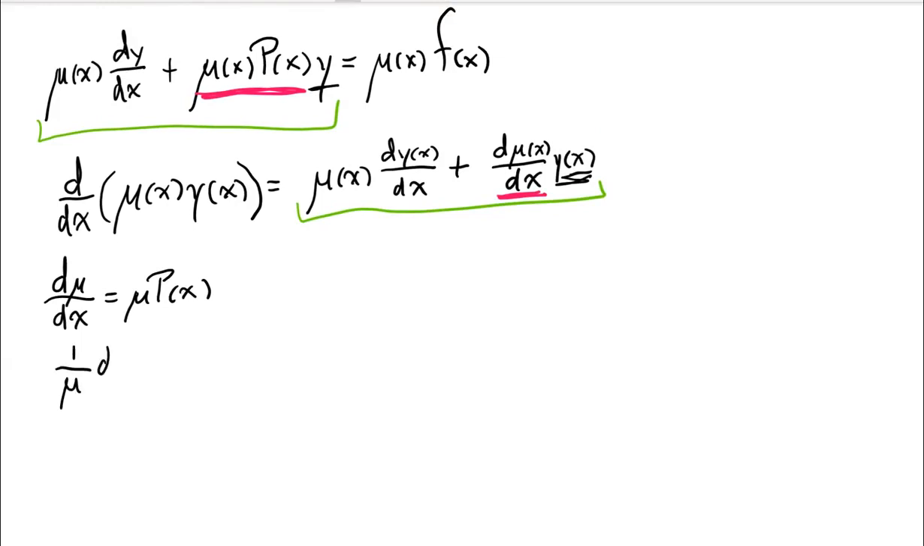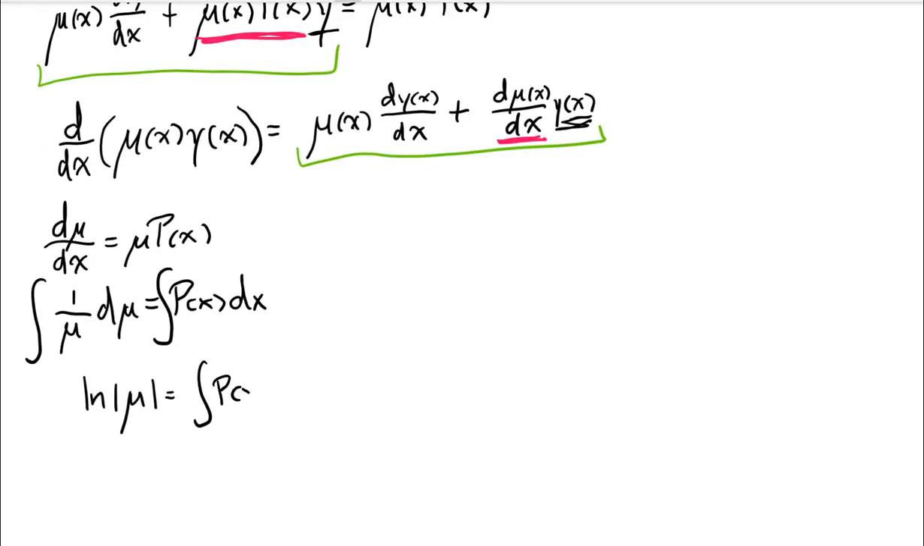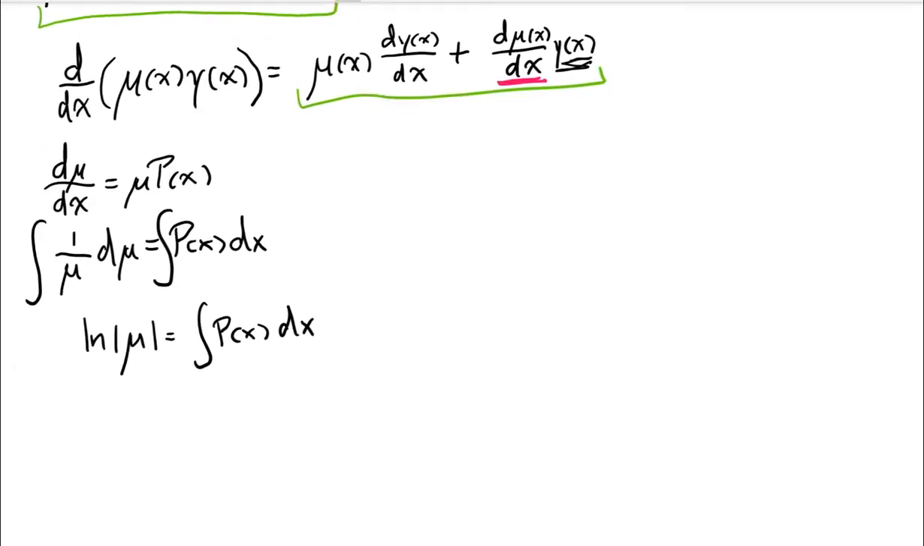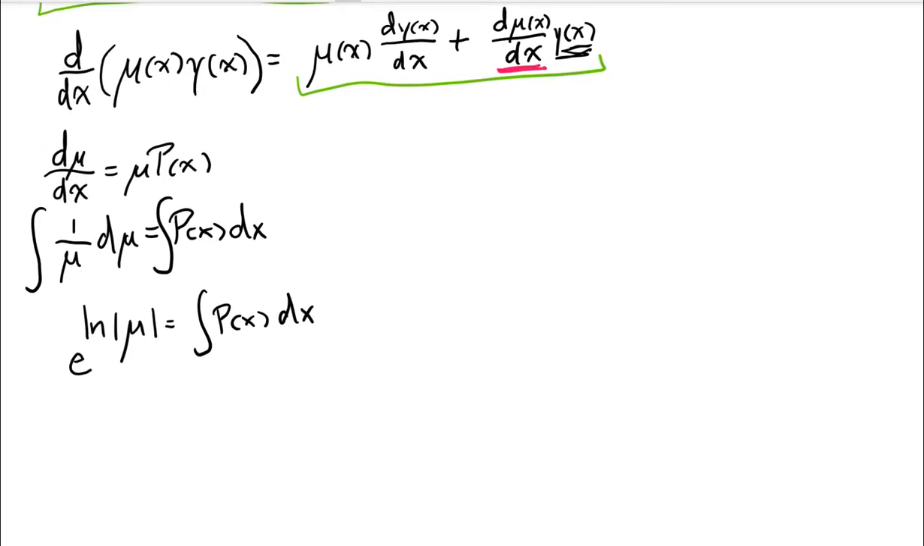So if we separate them, we'll get 1 over mu times d mu is equal to p of x dx. And now we can actually solve this. We take the integral of both sides. We get ln of the absolute value of mu is equal to the integral of p of x dx. And now we can put e on both sides, and the ln will cancel out, and we'll get mu is equal to e to the integral of p of x dx.